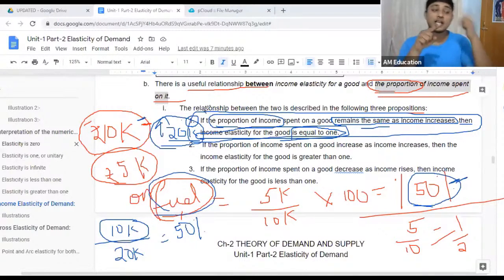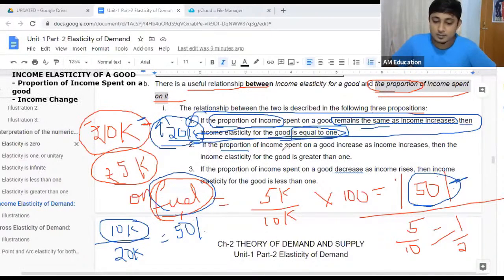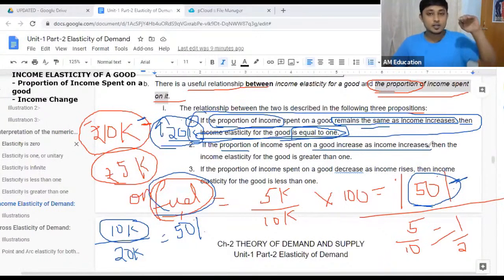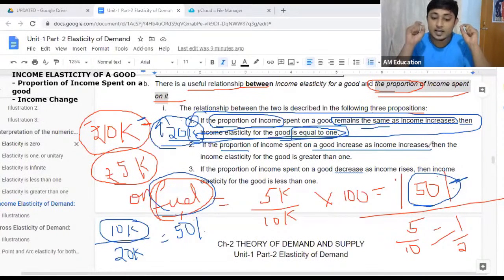Here, how much the income changes, and what is the other thing that you have to check? The proportion of income spent. So what are the two things? How much the income is changing and how much the proportion of income is changing, to find out the income elasticity for that good. If the proportion of income spent on a good increases as income increases, then the income elasticity for the good is greater than 1.